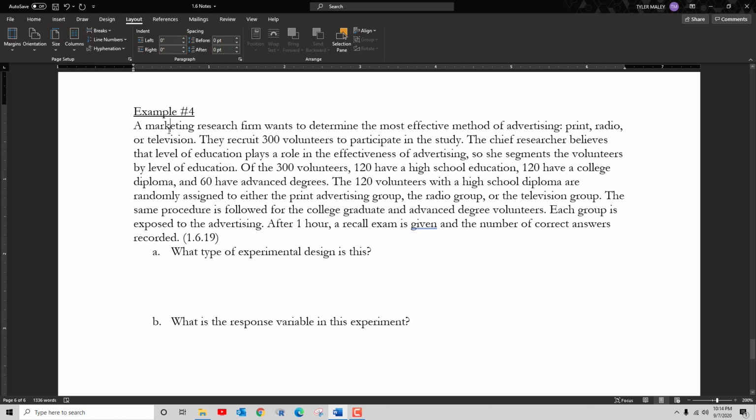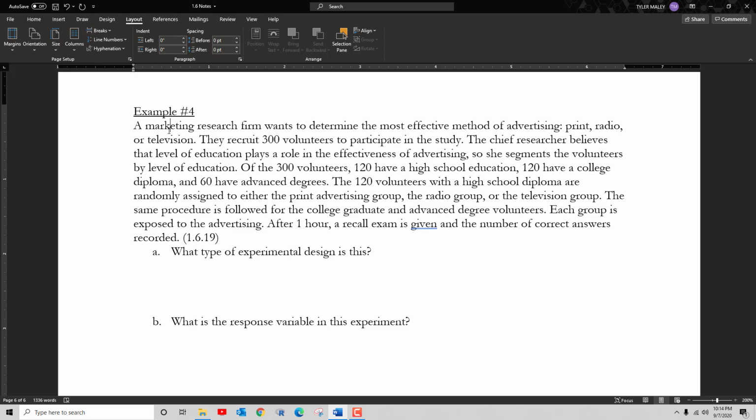Example 4. So a marketing research firm wants to determine the most effective method of advertising, print, radio, or television. They recruit 300 volunteers to participate in the study. The chief researcher believes that the level of education plays a role in the effectiveness of advertising, so she segments the volunteers by level of education. Of the 300 volunteers, 120 have a high school education, 120 have a college diploma, and 60 have advanced degrees, right? So like a master's degree, medical degree, law degree, those kind of things, right? PhD, so something after a bachelor's, right?